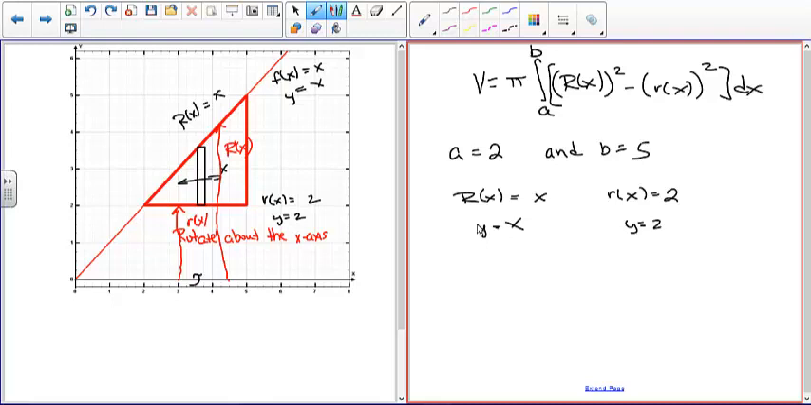Once we've done all that, the rest of it is usually a pretty easy integration. So we have pi times the integral from x equals 2 to x equals 5. Capital R of x is x, so I take x and square that, and I subtract small r of x, which is just 2, and square that, and then I multiply the whole thing by dx. And then I'm done with setting it up.